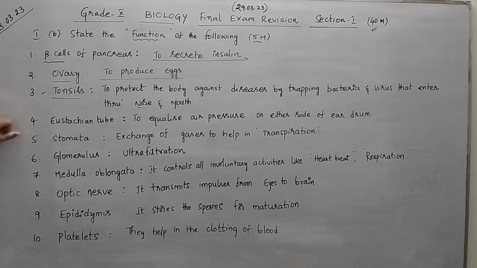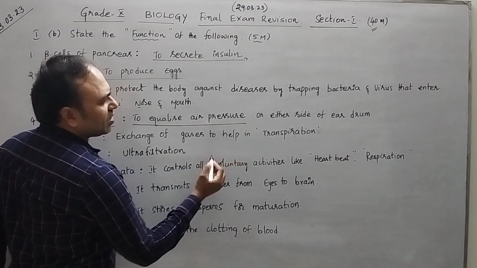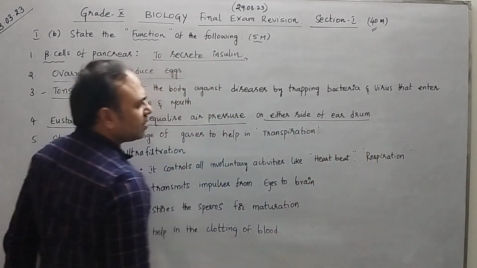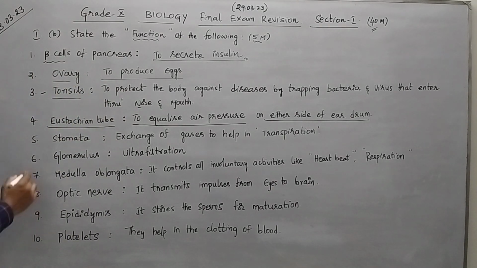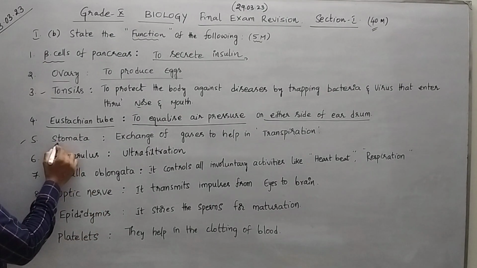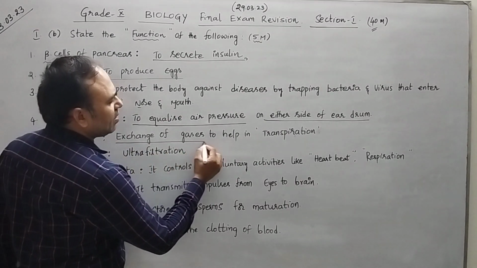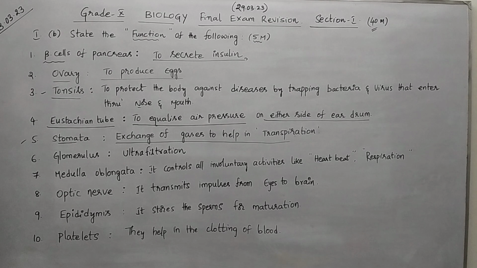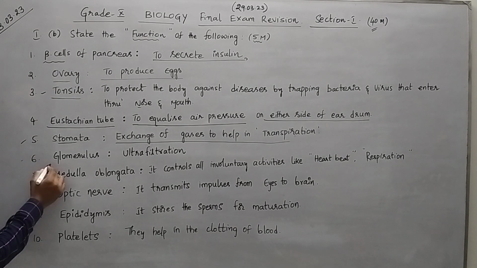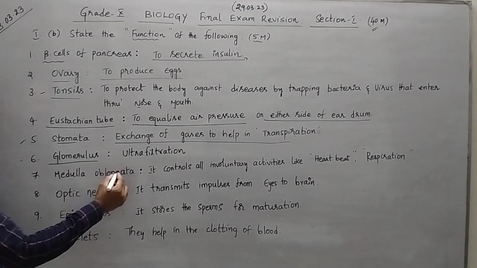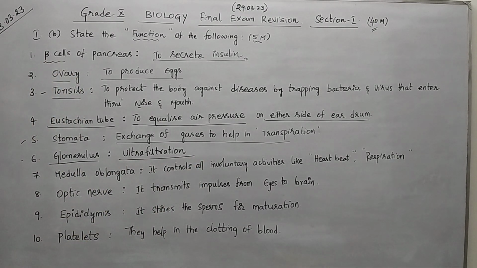Next. Fourth one, Eustachian tube. What is the function of Eustachian tube? It equalizes the air pressure on either side of the eardrum. Fifth one, stomata. Earlier we discussed transpiration. During that we know that stomata help in exchange of gases during transpiration. Sixth one, glomerulus. What is the function of glomerulus in the excretory system in kidney? It helps in ultrafiltration.